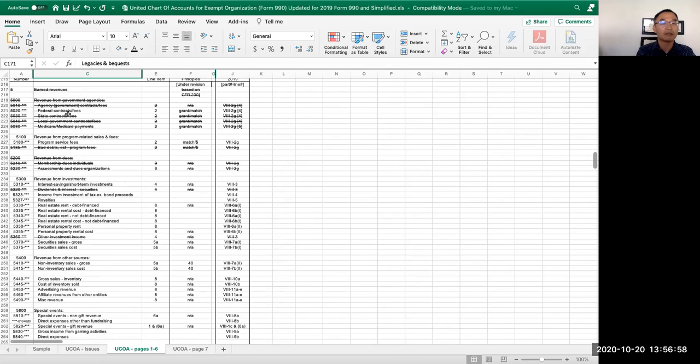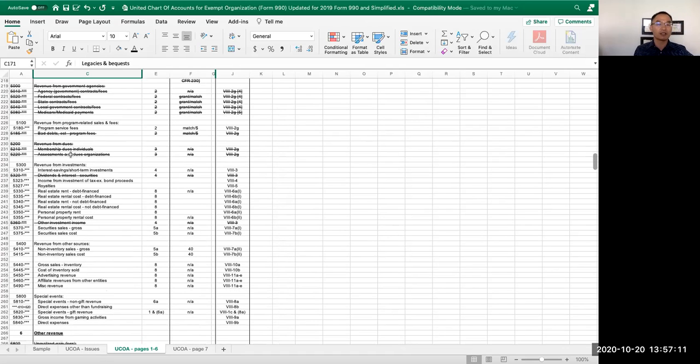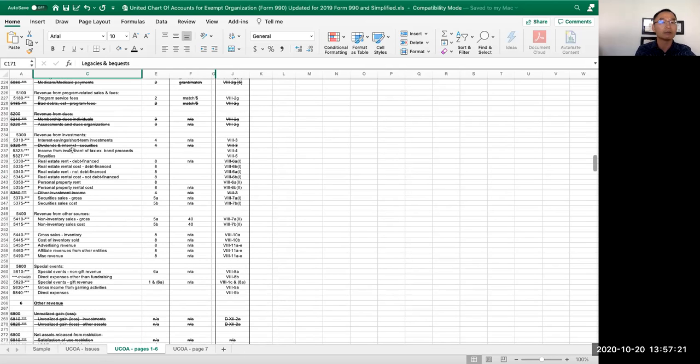So again, revenue fee from government agencies, these are contracting fees. I think these contract fees are usually program service fees. So I just put into here, program service fees. So all of these are put in. And then membership fees, if you're a membership organization, these are program service fees. Now, if you want to keep track of it specifically, you can create a sub-account here. So I strike these out to make it simple.